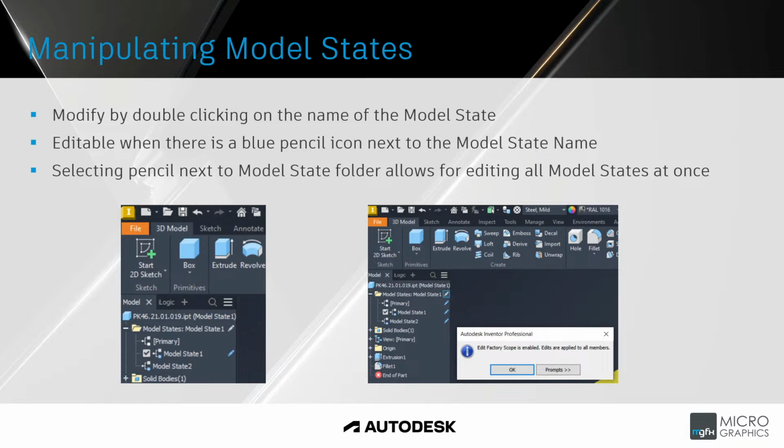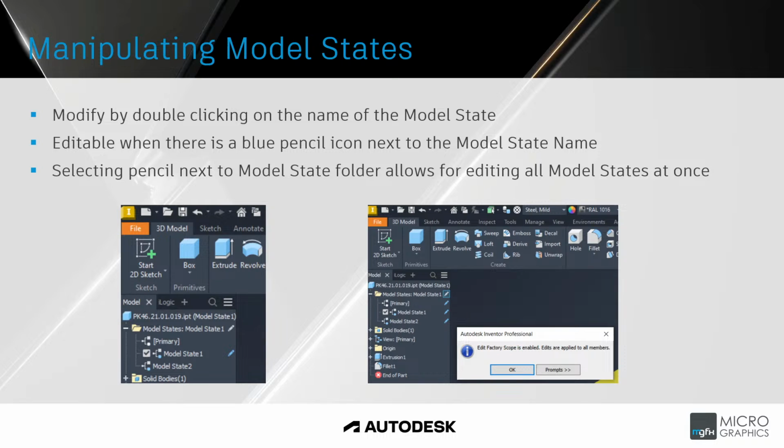Okay. To manipulate the model states, okay, so what you can do is just double click on the name, and what you'll see is a little blue pencil will appear next to it. It will only be next to that, if it's only next to one of the model state names that you've got, when you edit anything, it will only edit that model state. It won't edit anything else.